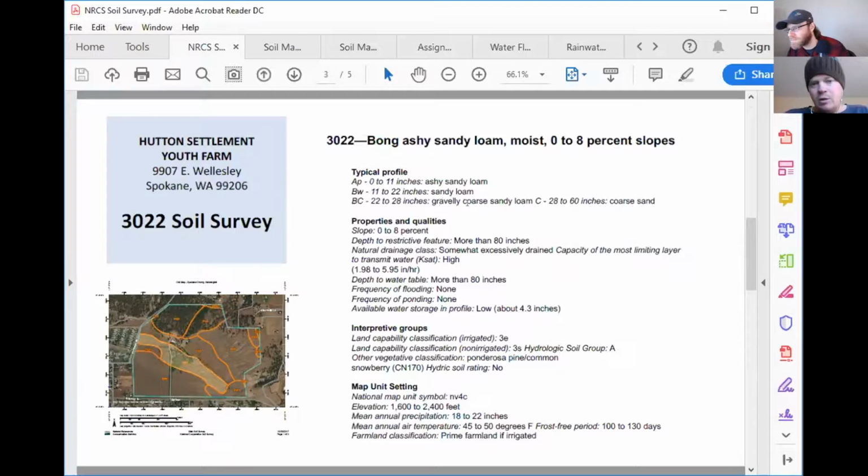So if you dug a hole, you'd expect to find a gravelly layer at about 22 to 28 inches is what this is telling us. And sometimes there's a hard pan or there's rock there or something like that. So this can be really useful information for you to understand the quality of your soil at depth without having to dig a hole. And then you can dig a hole and double check it.